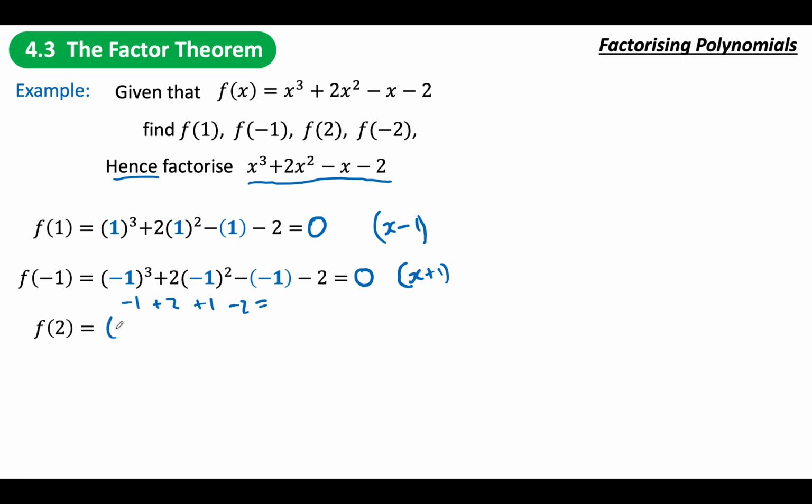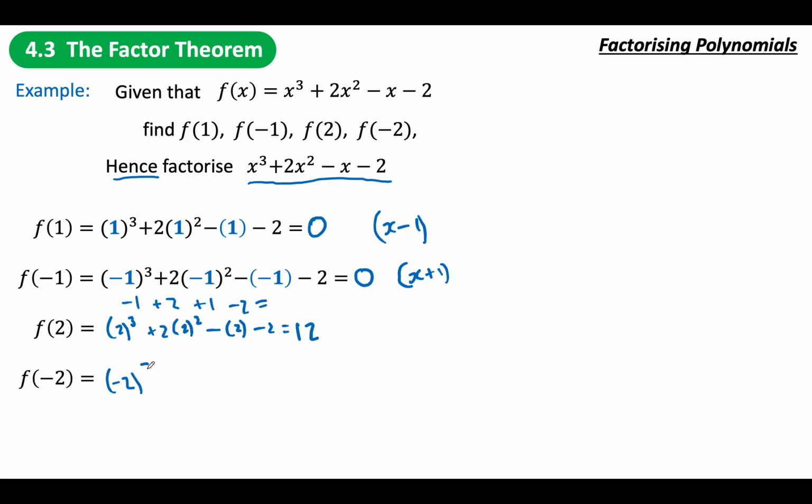Right, 2. So I'm going to substitute 2 into it. So 2 cubed plus 2 lots of 2 squared minus 2, minus 2 on the end there. Now, I've already worked this out, and I believe it's going to be 12, because it's 8 plus 8 is 16, take away 2, yeah, 12. That means 2 is not a factor, or rather x minus 2 is not a factor. So let's try the other one they suggest, negative 2.